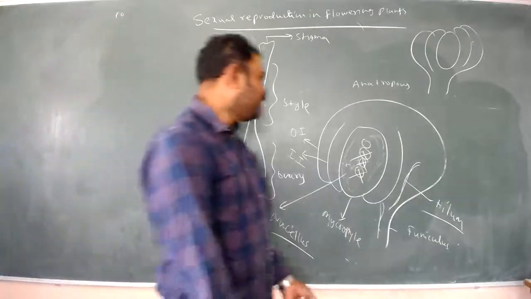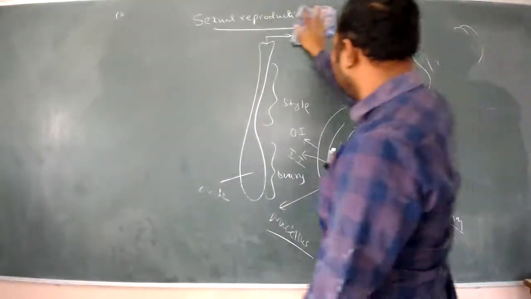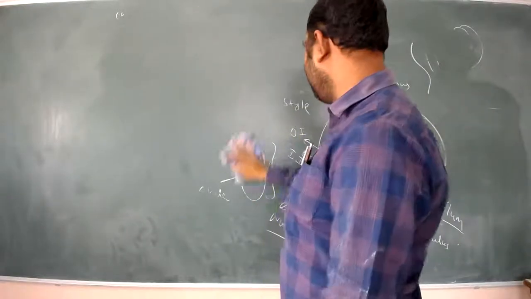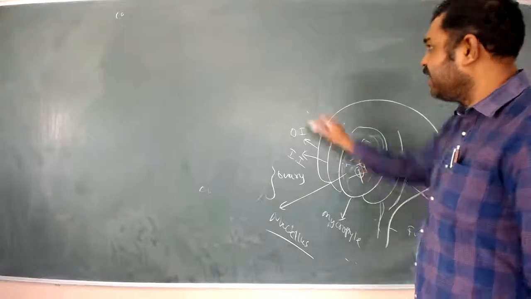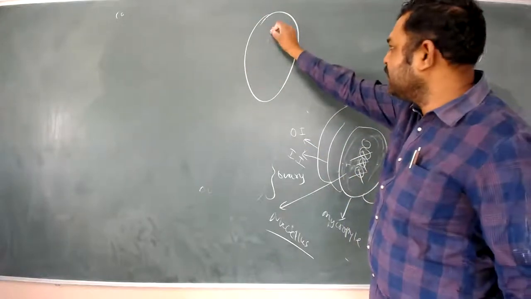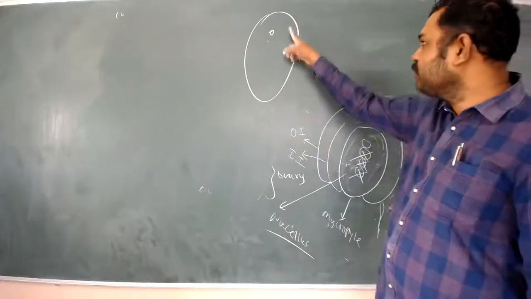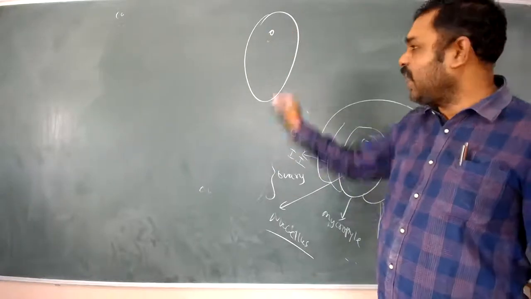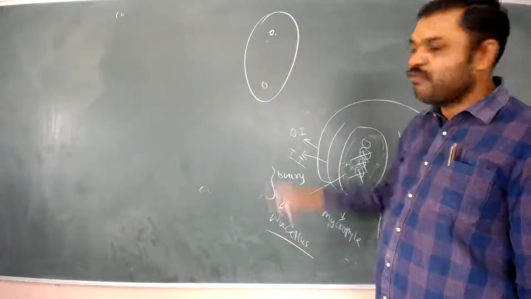How is it developing here? If you get the question, write about the female gametophyte development like that. Female gametophyte development: here these 3 degenerated, I am taking this body here. What is it here? This is the macrospore. This macrospore divided mitotically. How many are forming? First division, 2 are forming.